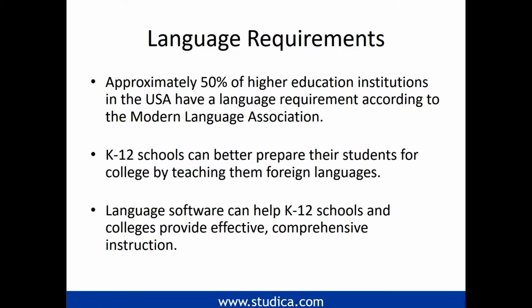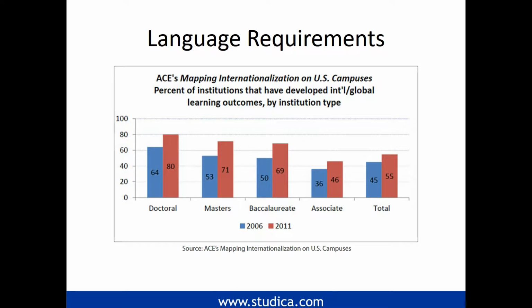At the college level, what professors and administrators need to be thinking about is how can we deliver a comprehensive language education for cheap, because of the student debt crisis and the increasing cost of college. A big part of what's on the minds of these administrators at higher education institutions is how can I do this cheaply and make it beneficial for my students at the same time. And this chart that we see right here is the percent of institutions that have developed international or global learning outcomes. International global learning outcomes basically means like a foreign language course.